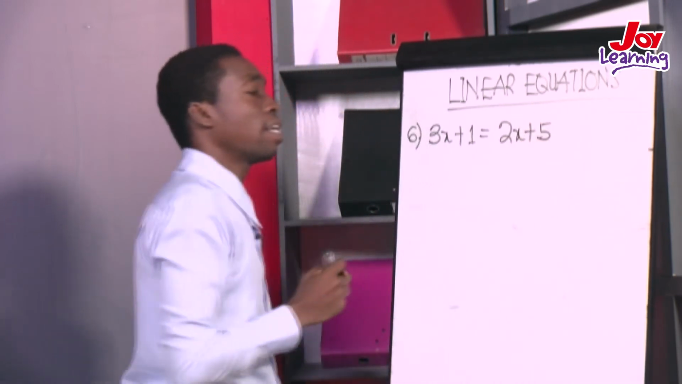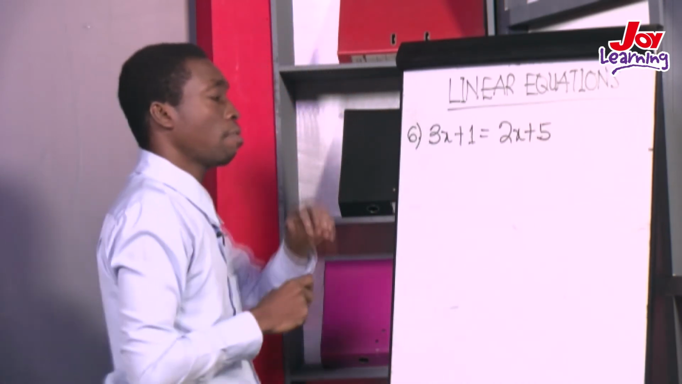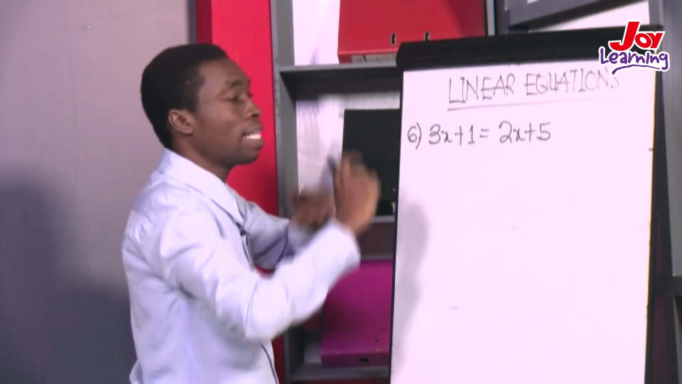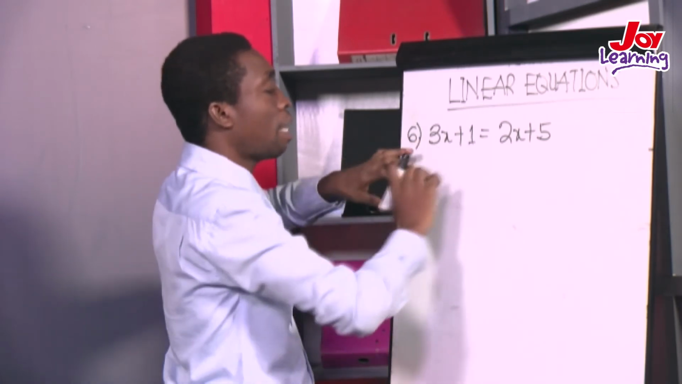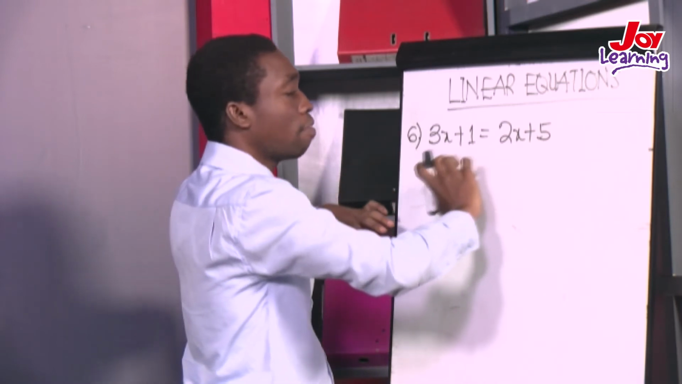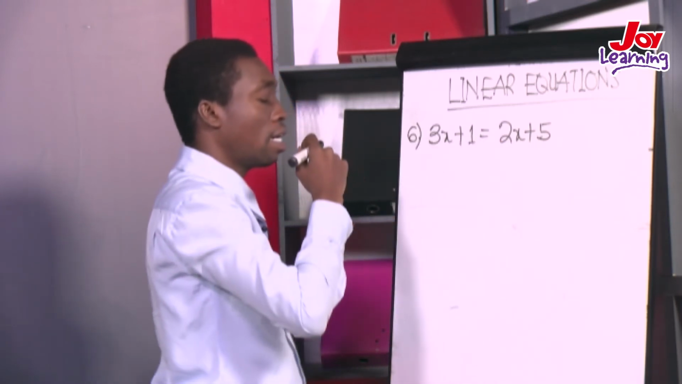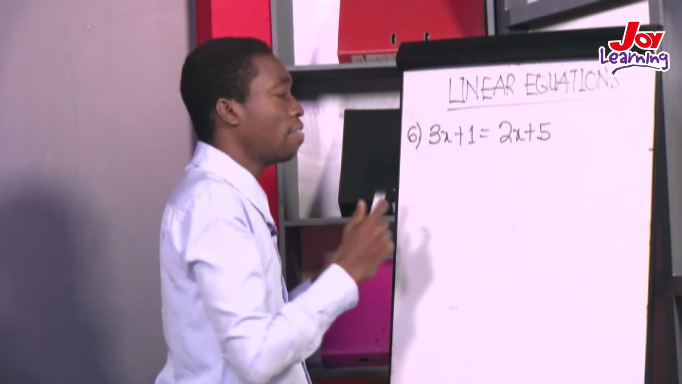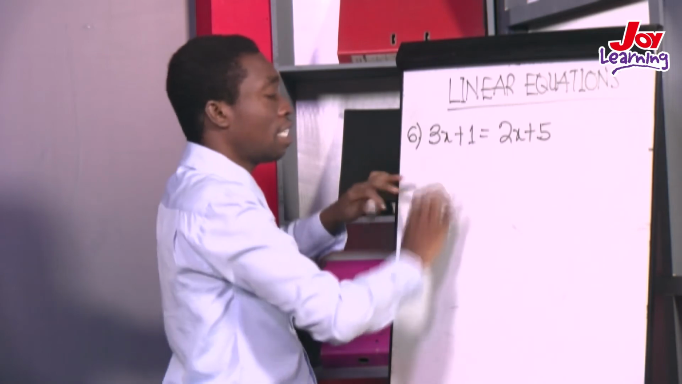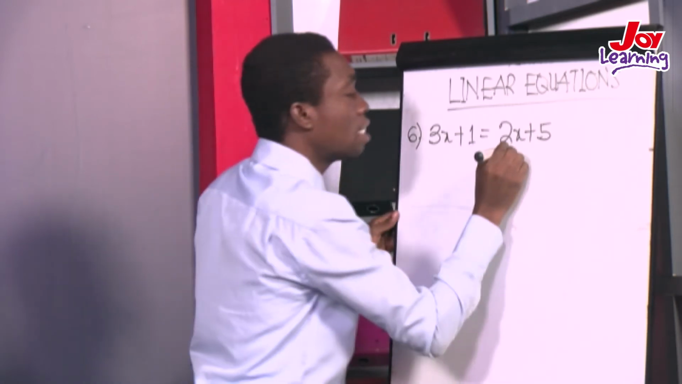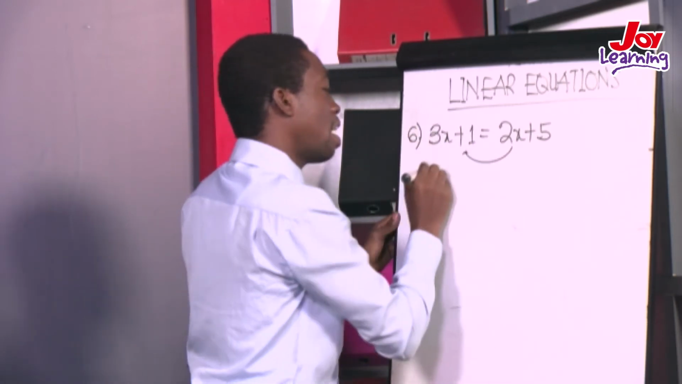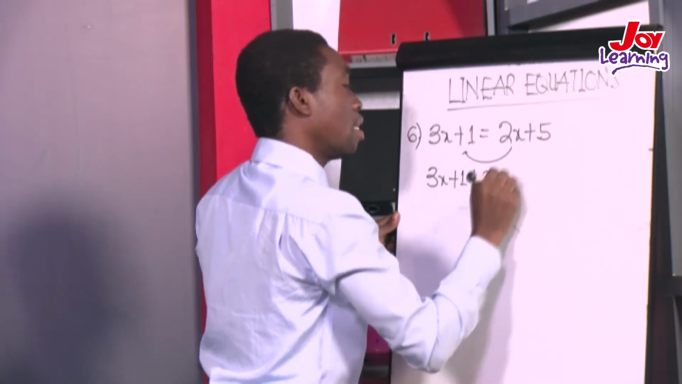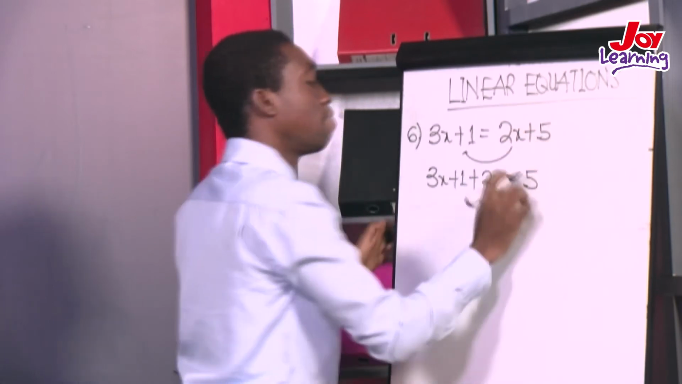So 3x plus 1 equal to 2x plus 5. This time around, I'll move the 2x this way. The idea behind this is I want to end up having a positive sign for the x. If they are both positive, I'd rather move the smaller number to the bigger number, so that after the subtraction, I still have a positive sign. So I bring the 2x to the side. I have 3x plus 1 plus 2x, equal to what? 5, that's positive 5 over here.